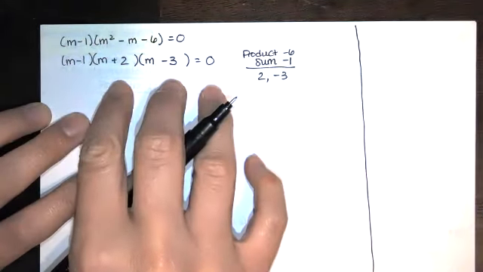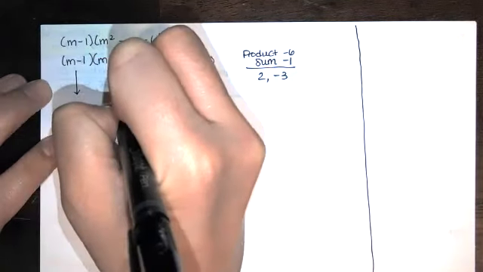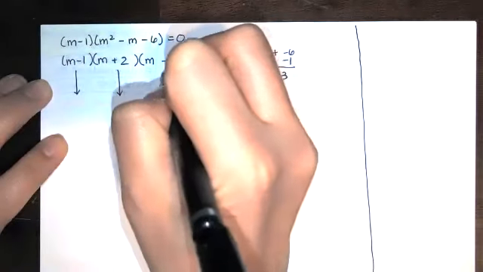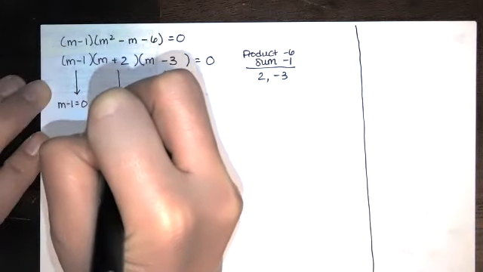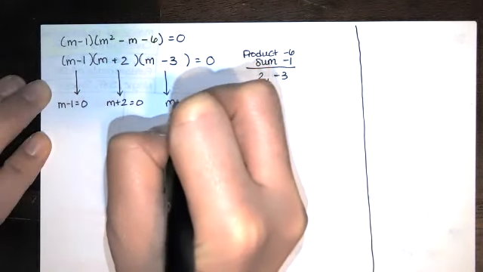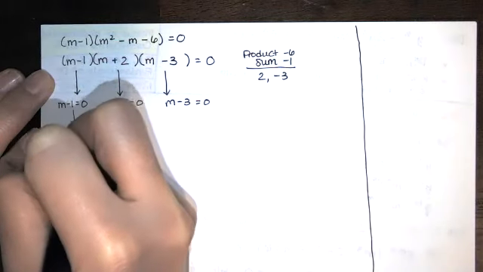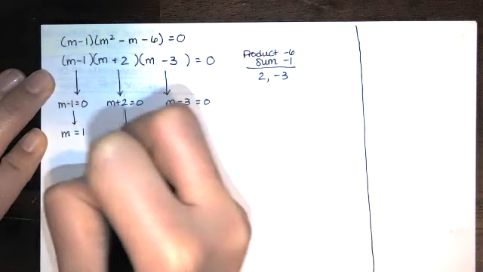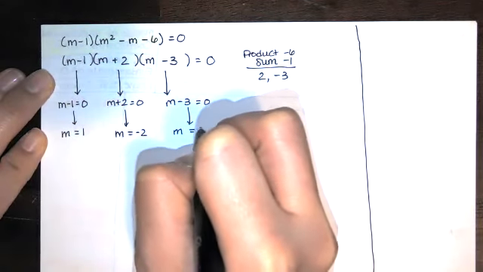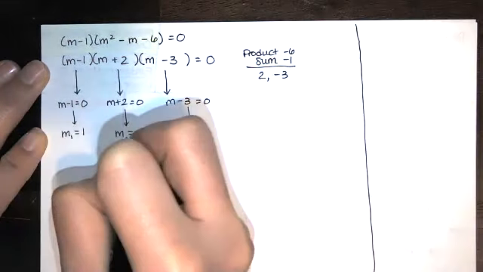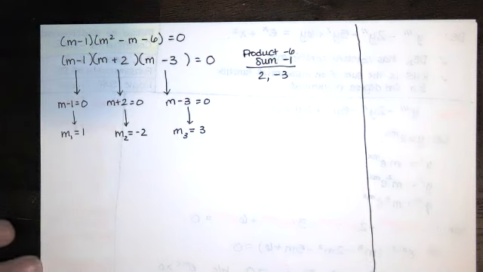So our characteristic equation has been factored, and the only way this product is 0 is if one of the factors is 0. So either m minus 1 is 0, or m plus 2 is 0, or m minus 3 is 0. So if you add 1 to both sides, you get m equals 1, m equals negative 2, and m equals 3. It was a third degree polynomial, so we've got 3 roots, 1, negative 2, and 3.